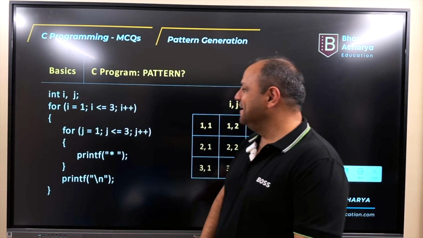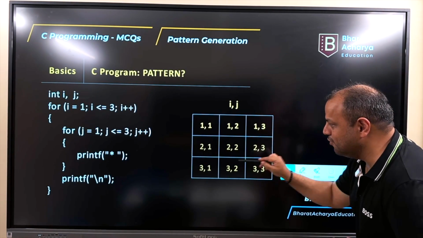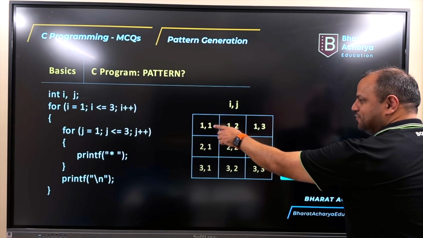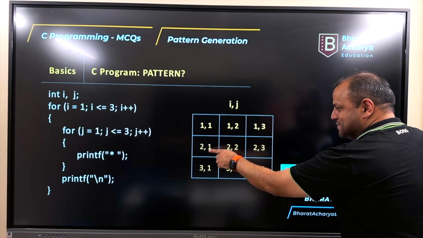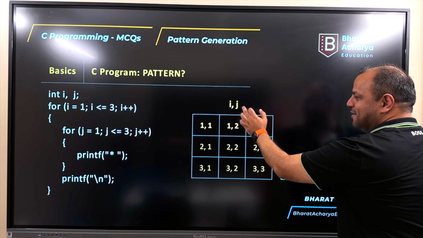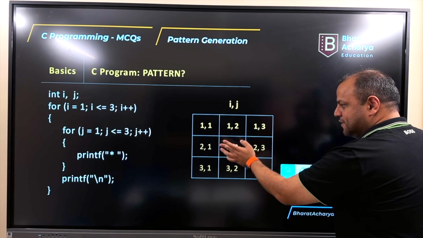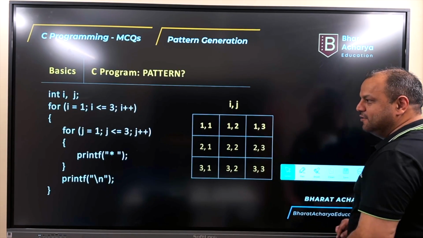Controlled by i generates your rows. So this is your first row. Can you see 1? This is your second row, 2. This is your third row, 3. So that is i, j. i is the first number that I've written. So this is your first row, this is your second row, this is your third row.